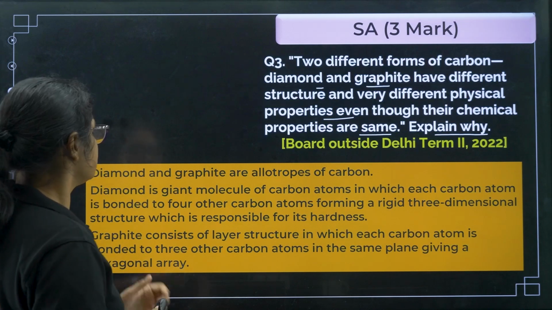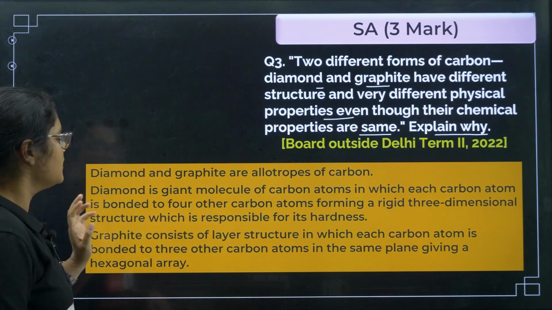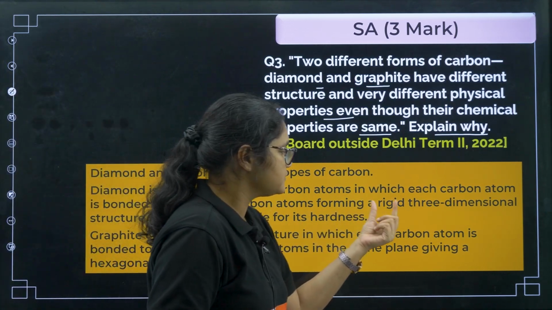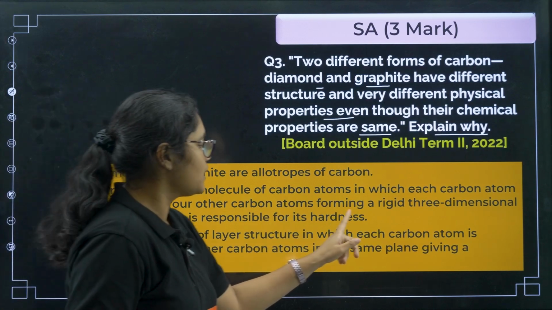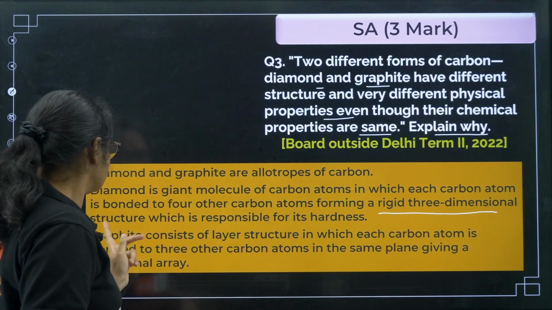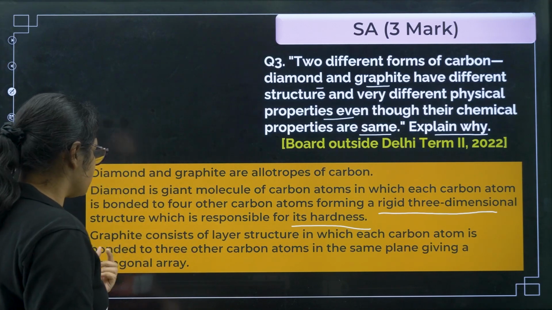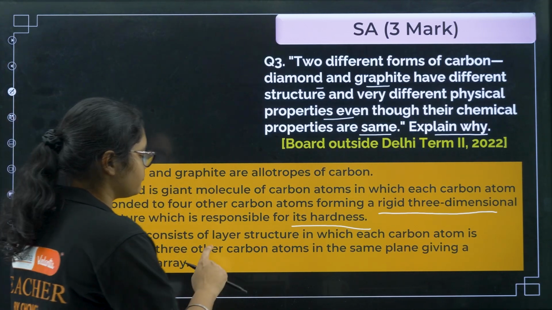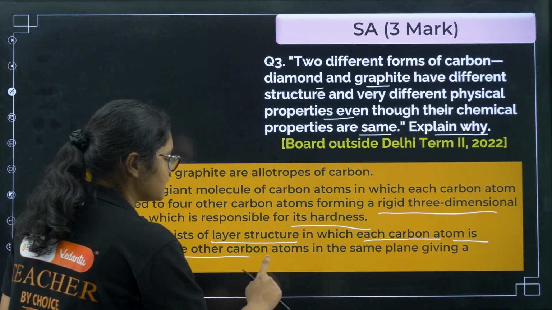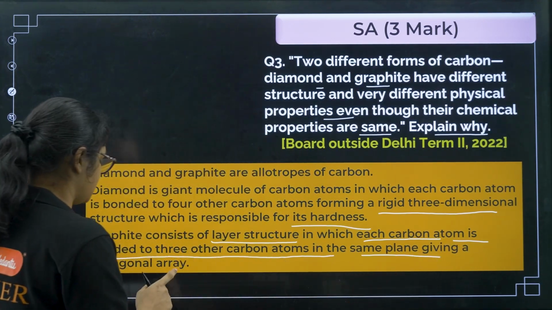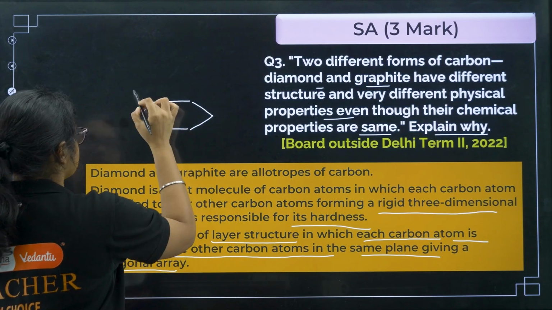You can see diamond and graphite are the allotropes of carbon. So first you can explain the diamond part. Diamond is a giant molecule of carbon atoms in which each carbon atom is bonded to 4 other carbon atoms, forming a rigid 3-dimensional structure which is responsible for its hardness. And if you compare, graphite consists of a layer structure in which each carbon atom is bonded to 3 other carbon atoms in the same plane, giving a hexagonal array. If you remember, the graphite structure was like this.